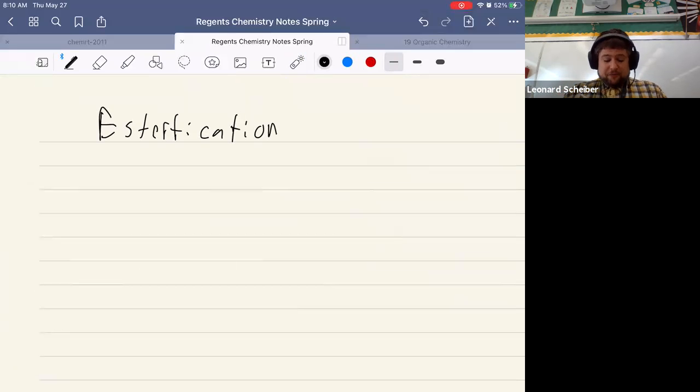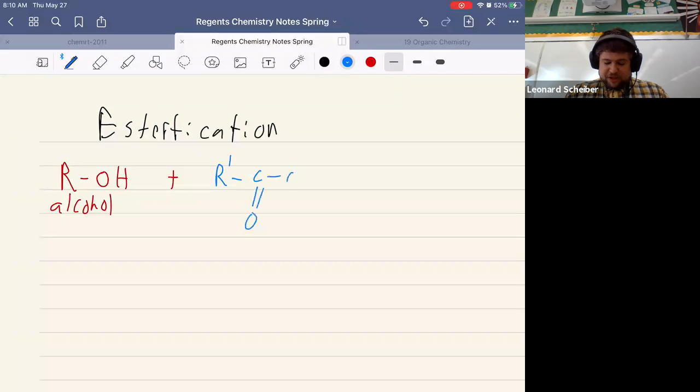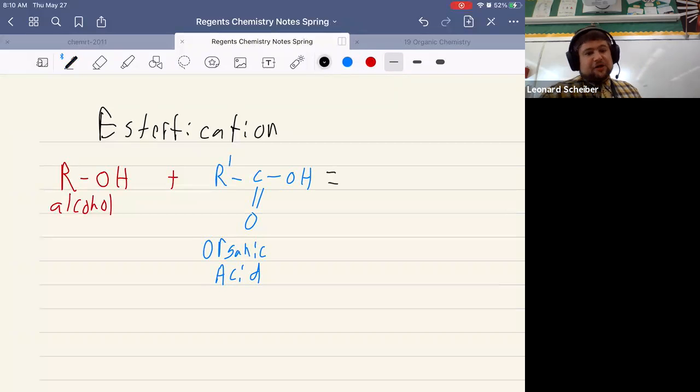And the general formula of the esterification is ROH, which is an alcohol, plus, we're going to call that R prime C, double bonded O, OH. Here's our organic acid. So when you add an alcohol and organic acid, you end up with an ester, but in a very special way.